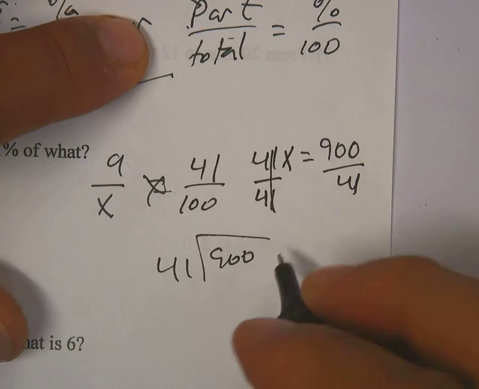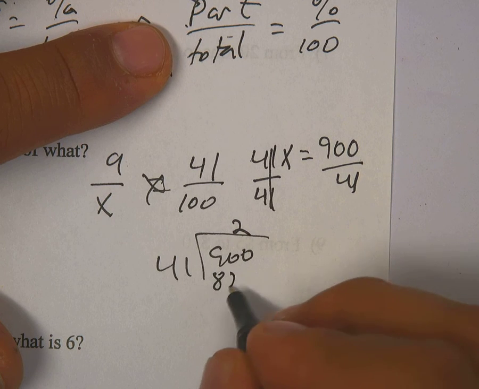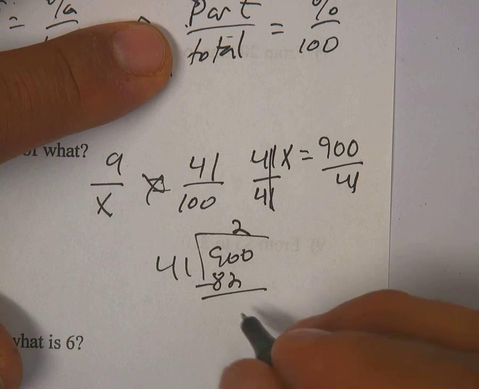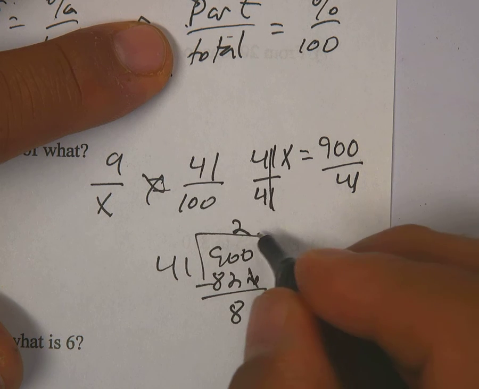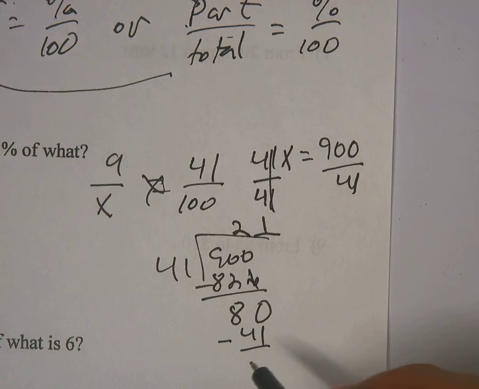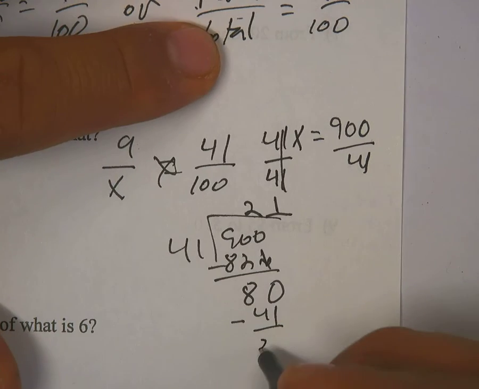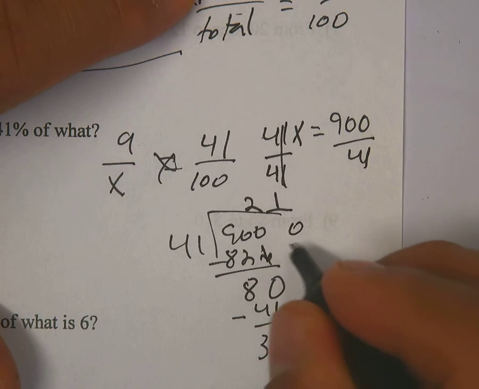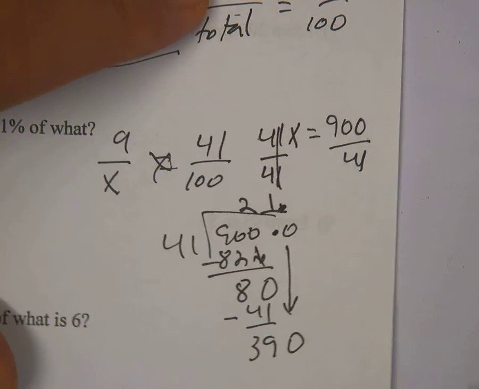Well, 41 into 90 goes in twice. That gives me 82. Subtract. I get 8. Bring down the 0. 41 into 80 is 1. I subtract. I get 39. I add a 0 and I must add a decimal there. And so 41 into 390.